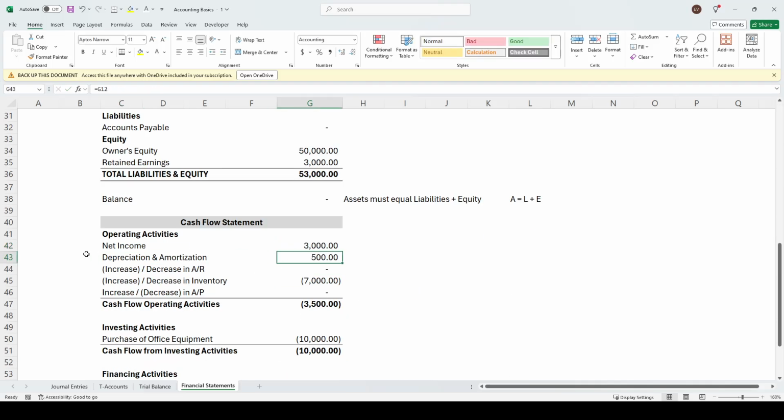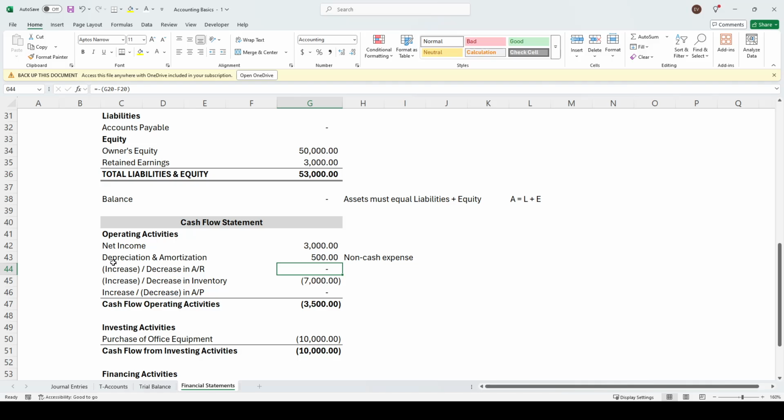And then we're going to add back depreciation and amortization expense. And the reason for this is that depreciation is a non-cash expense. So there wasn't a cash outflow from the depreciation. It's just sort of an expense treatment to be able to factor in our equipment, the wear and tear on the office equipment. And so we're going to add this back, as this wasn't technically a decrease to cash.